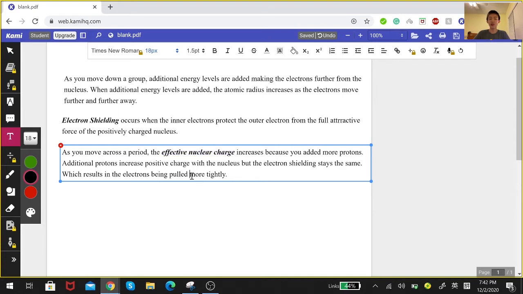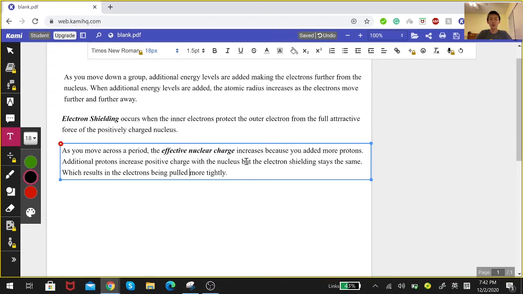Effective nuclear charge is another word that you want to include in your answer explanations on the AP Chemistry exam. More protons means more effective nuclear charge, which means stronger pull, which means smaller atomic radius.